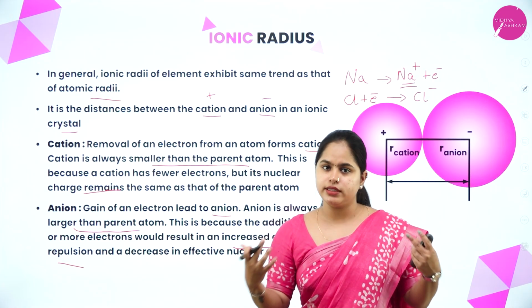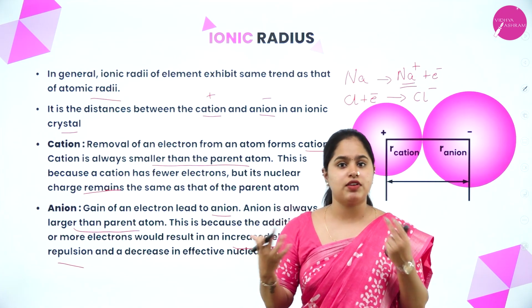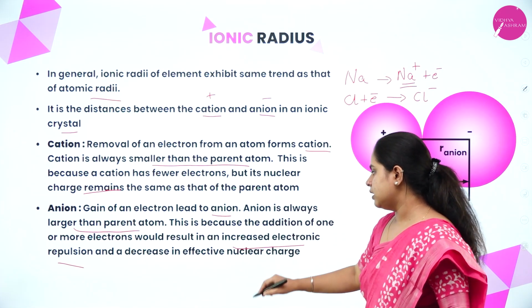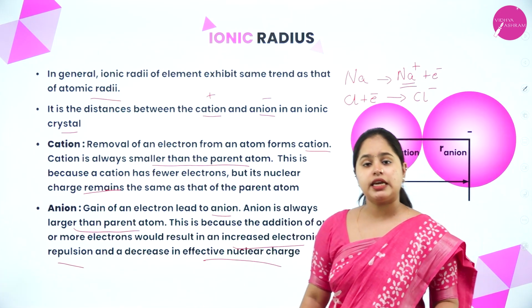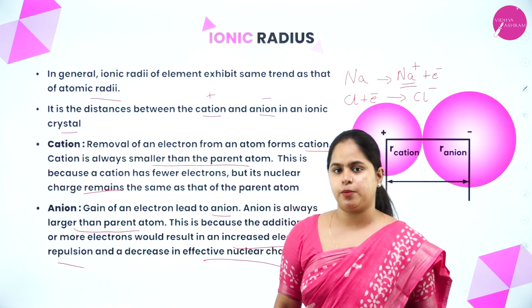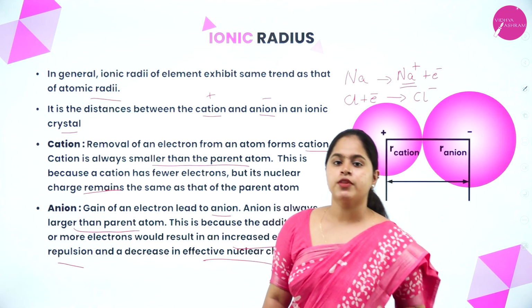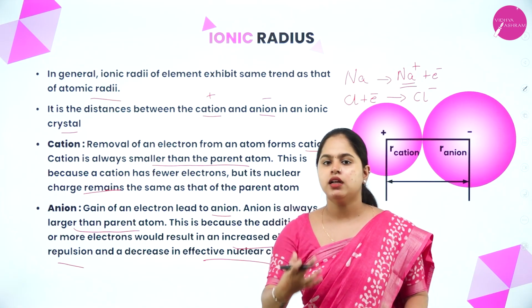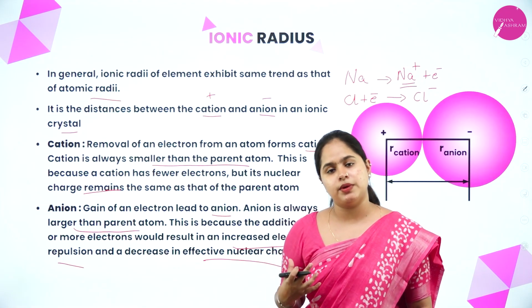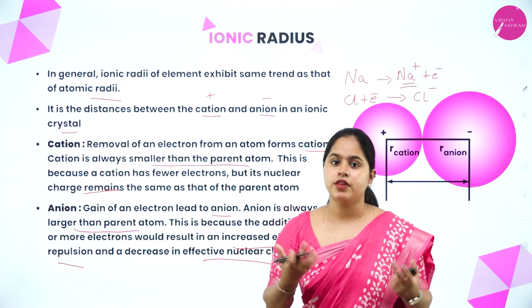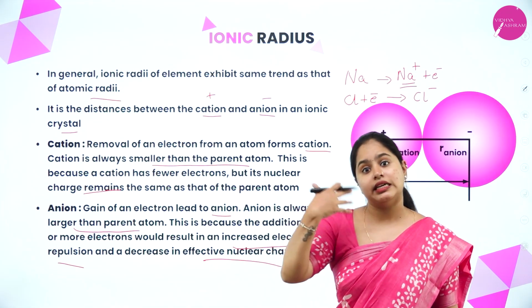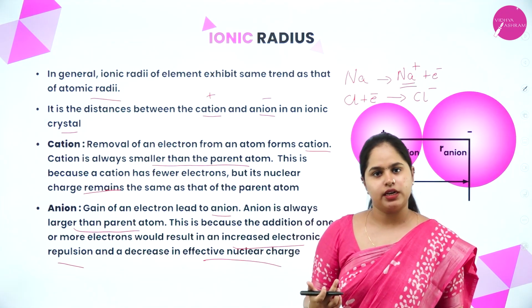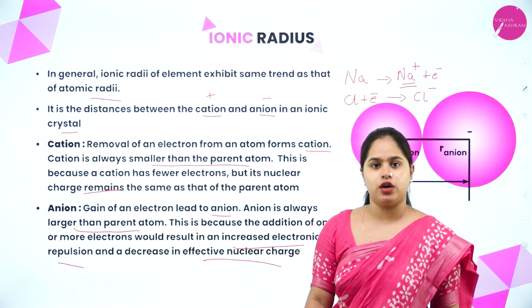We know that all these electrons are negatively charged, so they will start repelling each other, and hence a decrease in effective nuclear charge will take place. So the attraction between the nucleus and electrons, the effective nuclear charge, will decrease. Hence, the size of the atom increases when it is forming an anion. Clear? So that is about cation and anion.